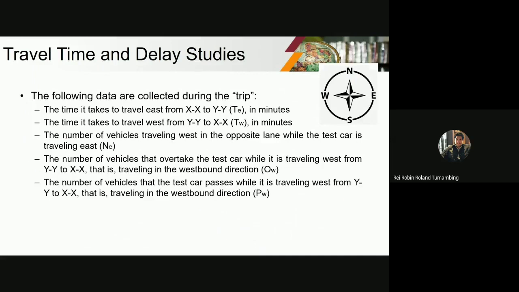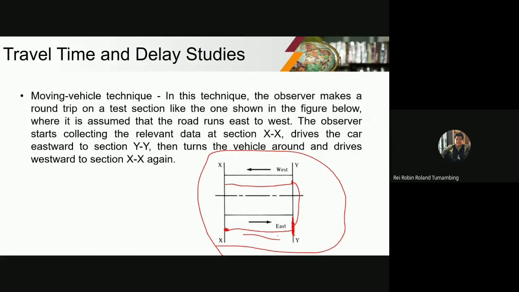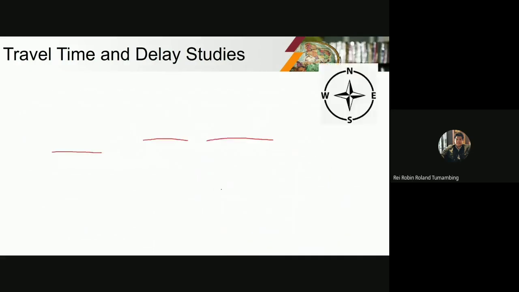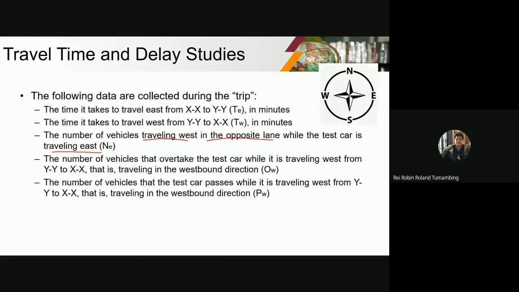The number of vehicles traveling west in the opposite lane while the test car is traveling east, that is NE. While you are traveling east, you count the vehicles using the westward lane, and that is NE. Then the number of vehicles that overtake the test car while it is traveling west from YY to XX, that is OW. Of course you also have OE here. For the other direction, you also have NW here. Lastly, the number of vehicles that the test car passes while it is traveling west from YY to XX, that is PW. And of course, you also have PE here.